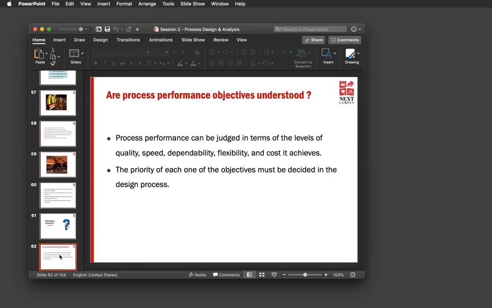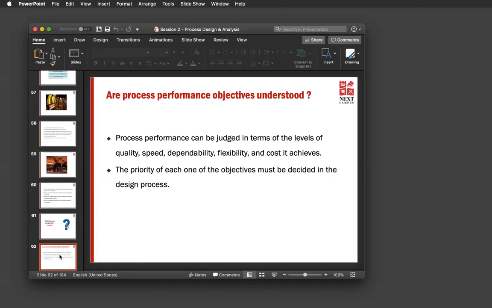I gave some examples of these kind of things last time. But what is more important is now for you to understand the essence of these performance objectives and relate them to the design and the analysis of the processes.